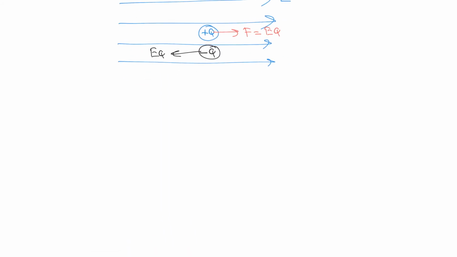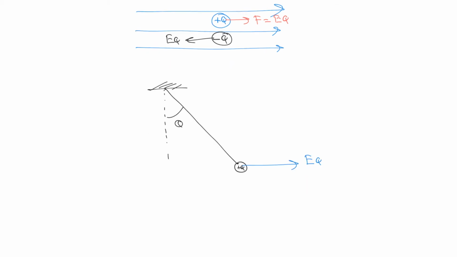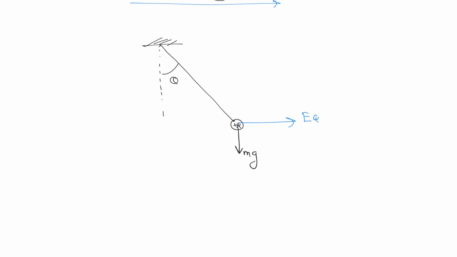So according to the question, we have a charge, let's say plus Q, which is kept inside an electric field. The electric field is going to exert a force of EQ in this direction, and the string is attached over here. Due to the force exerted by this electric field, it will have some deflection with respect to this vertical line. Let's say this deflection is theta, and our aim is to find the value of this theta. Other than the force exerted by the electric field, the weight of this object, mg, is acting in the downward direction. Let's say the tension in the string is equal to T.